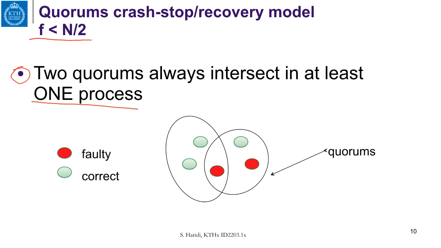So this is a picture, and we have 5 processes. So a quorum will be at least 3 processes. As you can see, these two quorums intersect in one process. And why is that? Because a majority is larger than half the number of processes. So a majority here will be 3. So any two such sets with at least 3 elements will have a non-empty intersection.